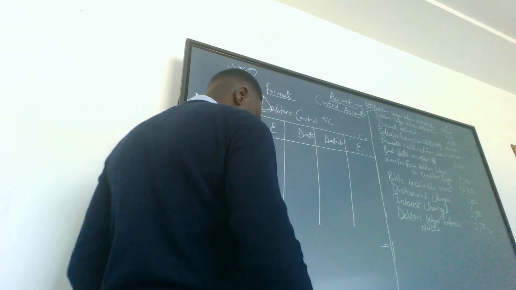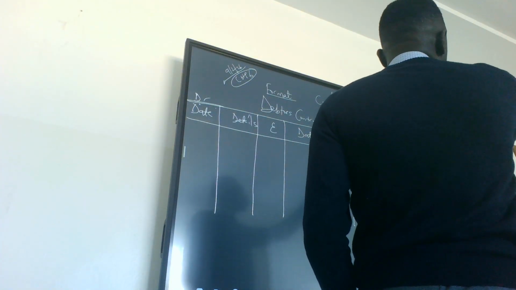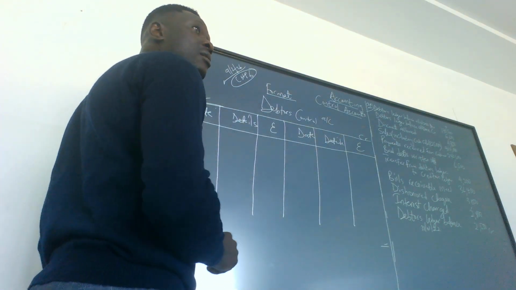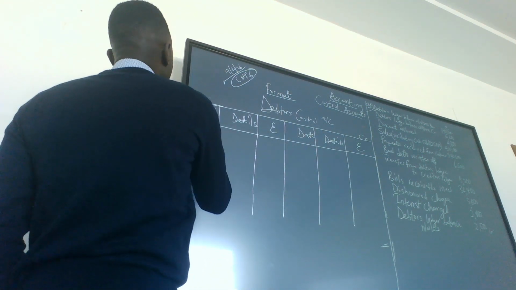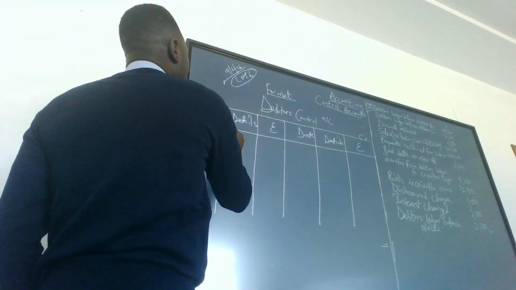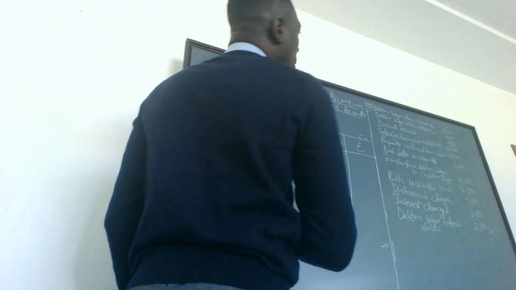So we have, before they said debtors ledger balance on 1/1/2022 is 170,000. So we have 1/1/22, debtors ledger balance, so we have our balance brought down. Balance brought down, how much is that? 170,000.